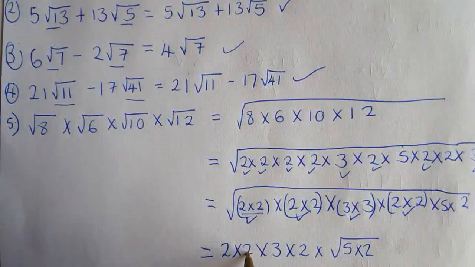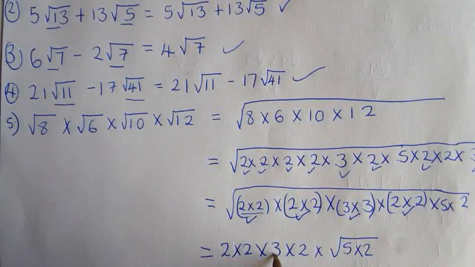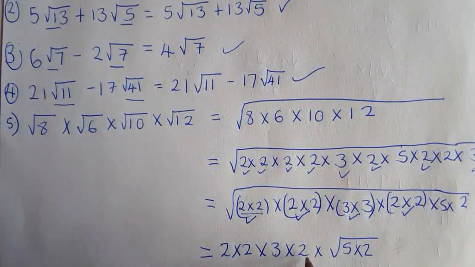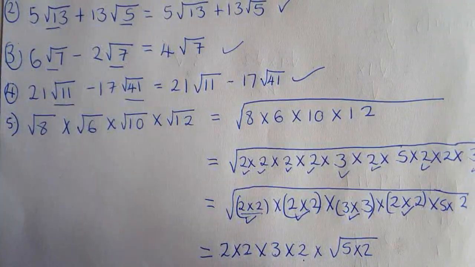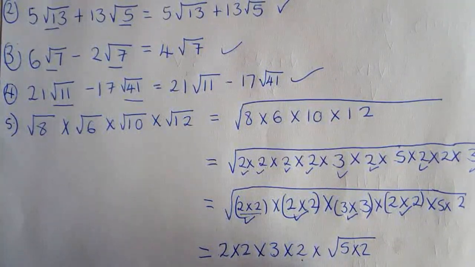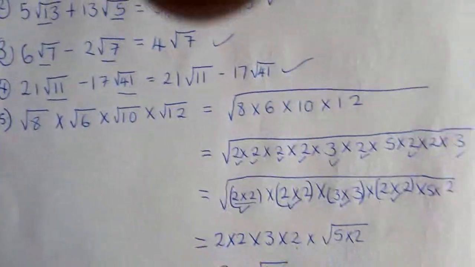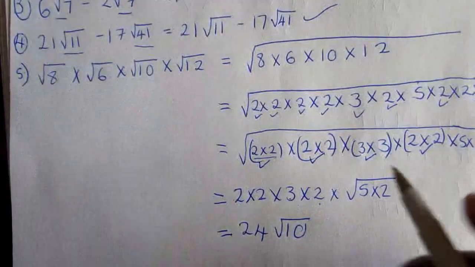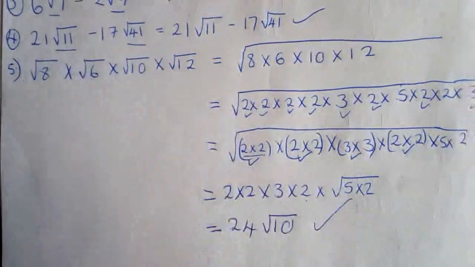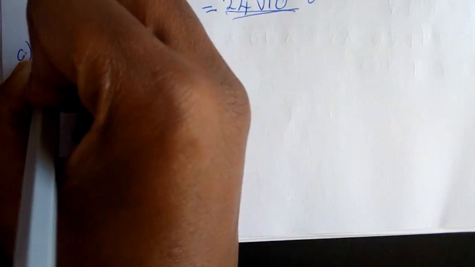This becomes 2 times 2. What is 2 times 2? 4. 4 times 3, 12. 12 times 2, it becomes 24 root 10. 24 root 10.